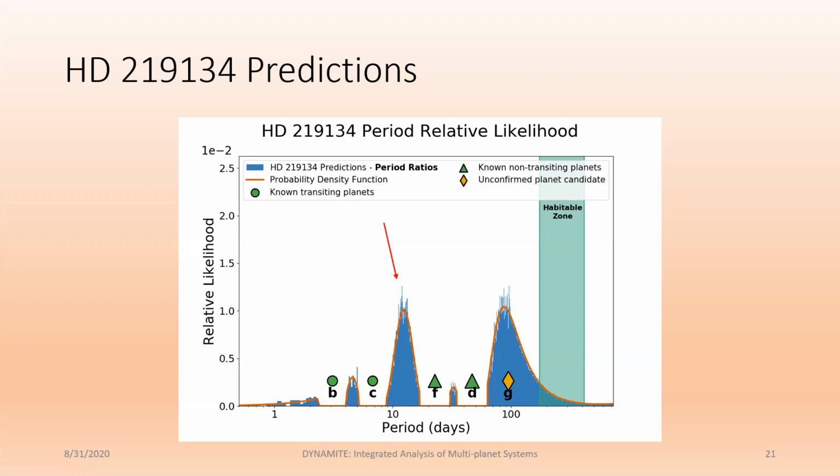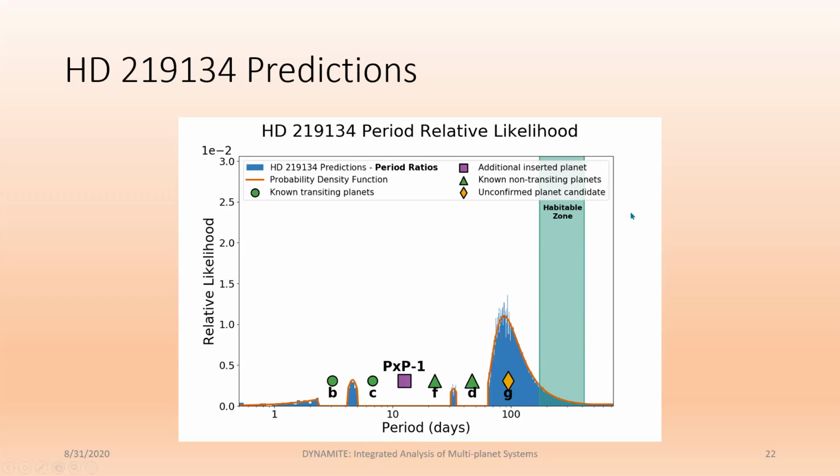Focusing on this inner system, we find that with this model, 95% of the integrated probability interior to the outermost confirmed planet D is centered in the gap between planet C at an orbital period of 6.76 days and planet F, orbital period of 22.7 days. This peaks at roughly 12.4 days, and this is the highest relative likelihood in the system for period. So we predict a planet there, which we call HD 219134 PXP1, or predicted exoplanet 1.